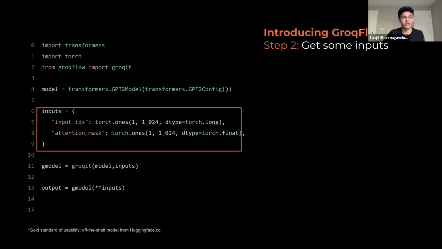You need to specify your inputs in a dictionary format. Some of you who've used maybe ONNX Runtime before will be familiar with this kind of setup. But for those of you who aren't, this is something you have to be mindful of. When you pass inputs into GroqFlow, we'd like them to be in the form of a dictionary. And for this, we have the input IDs and also the attention mask for this transformer-based GPT-2 model.